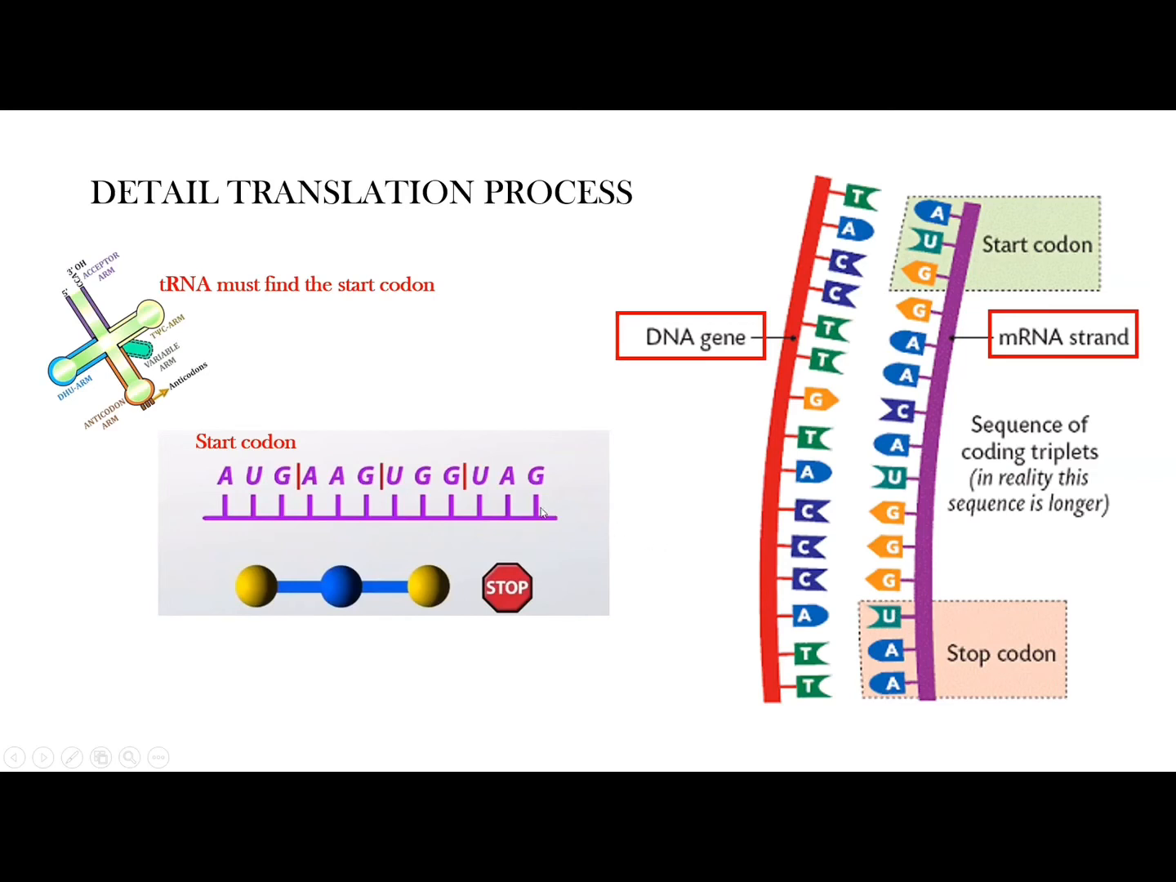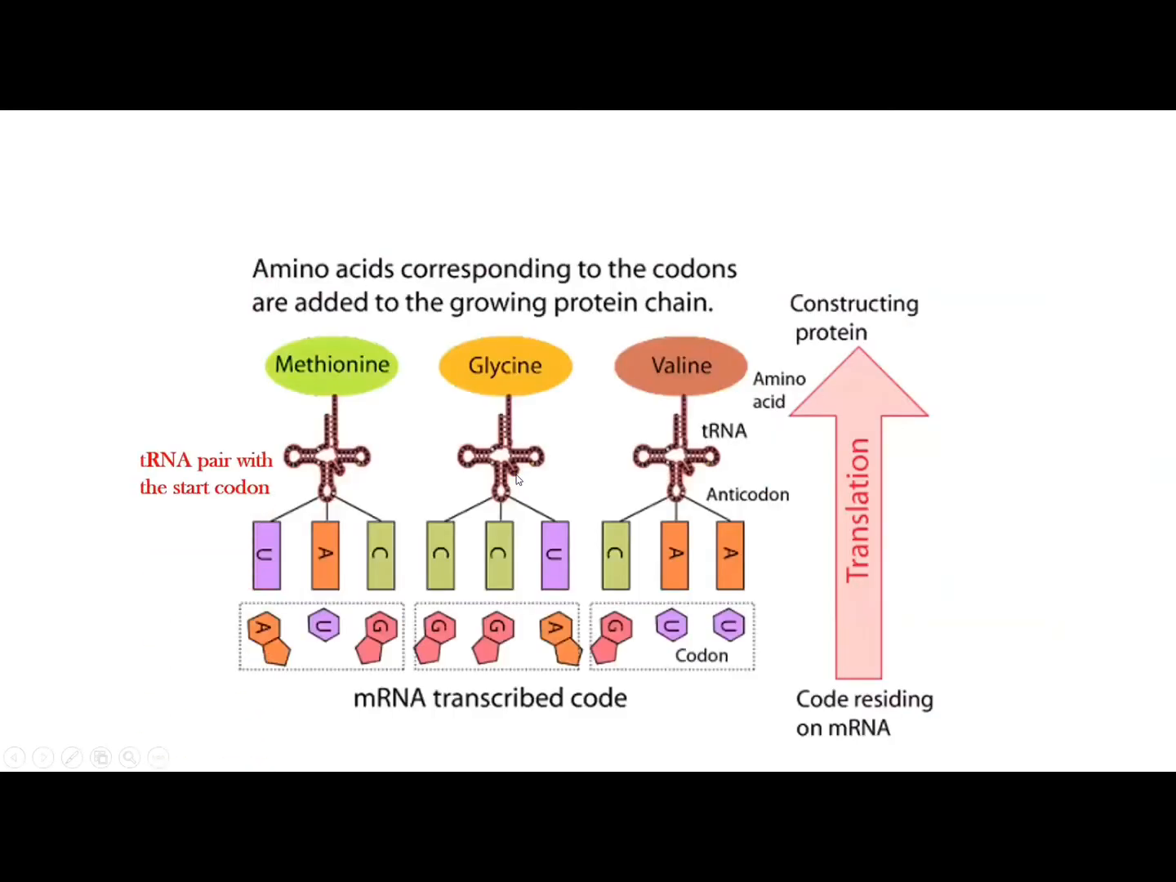Okay, for example, UAG or UAA here. The most important letters are the first two letters, UA. If it's UA, then we know that it is a stop codon. Okay, so tRNA must find the start codon AUG. Okay, so the anticodon of tRNA, UAC, will bind with AUG and then form a specific amino acid known as methionine.